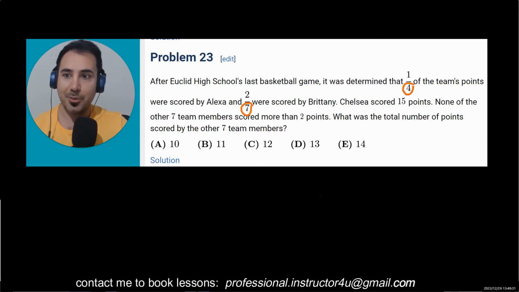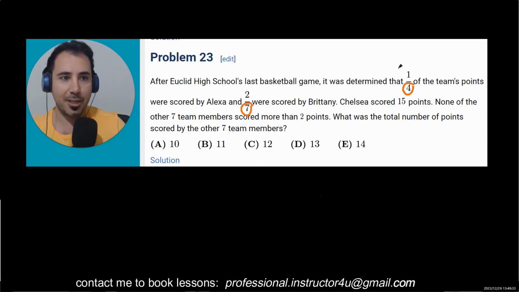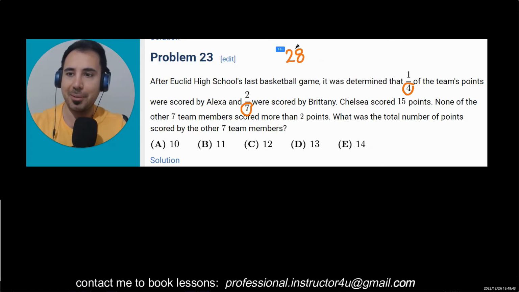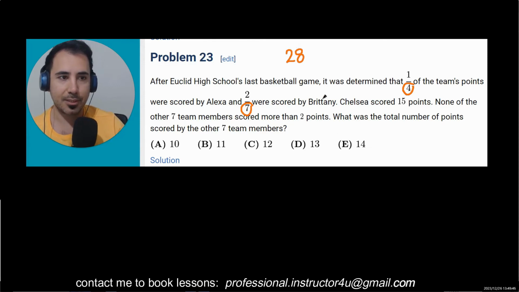So now it's easy, okay? So why do we have to write equations when we already know the number is divisible both by 4 and 7? So what is the least common multiple of 7 and 4? 7 times 4, 28. Let's try. Maybe 28 is the right answer. So 1/4 of the team points by Alexa, 28 divided by 4 is 7. So Alexa scored 7. Brittany scored 2/7. So this divided by 7, then multiplied by 2 is 8. So Brittany scored 8. Good.